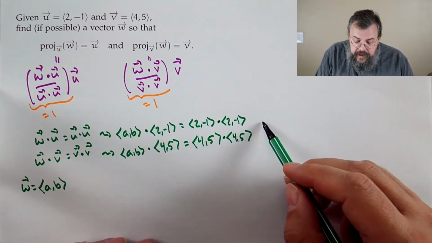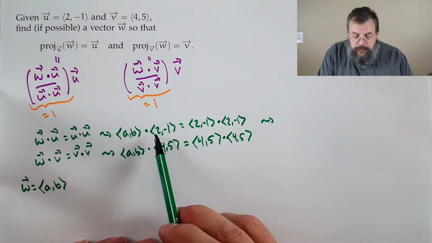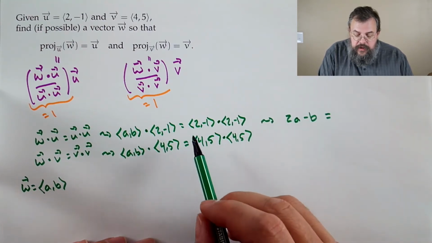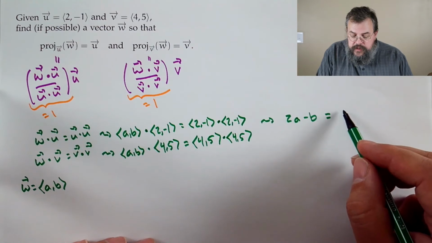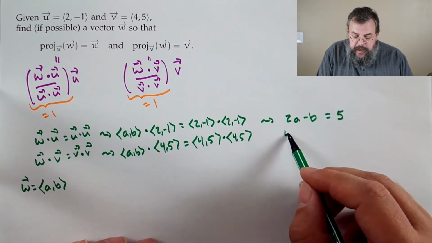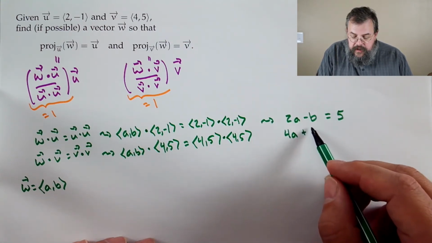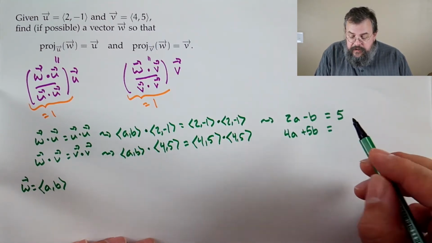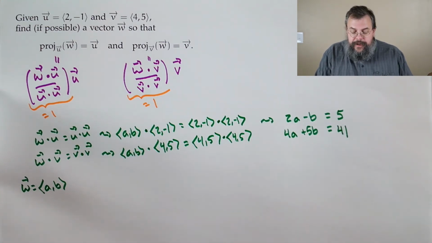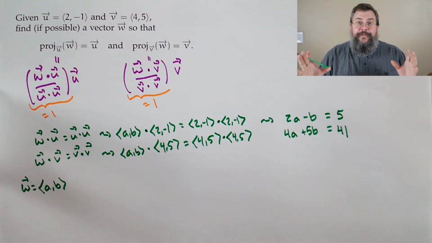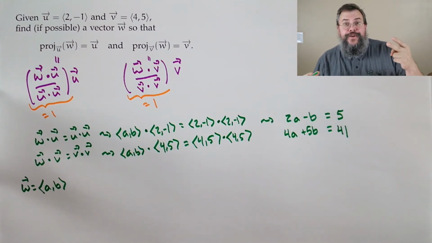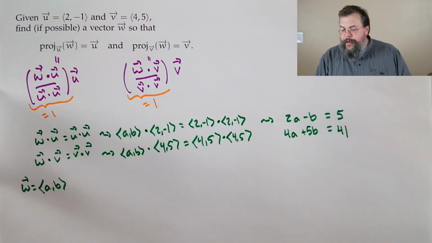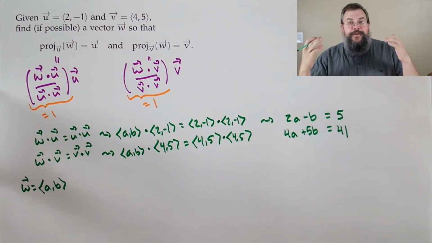Well, keep simplifying. If we take this dot product, we'll get 2a minus b has to be equal to 4 plus 1, which is 5. Then we get 4a plus 5b has to equal 16 plus 25. Well, 16 plus 25 gives 41. All right, now we're like, whoa, wait, this is great for us. This is the kind of thing we love. Two equations, two unknowns. That's our bread and butter. That's our algebra life.